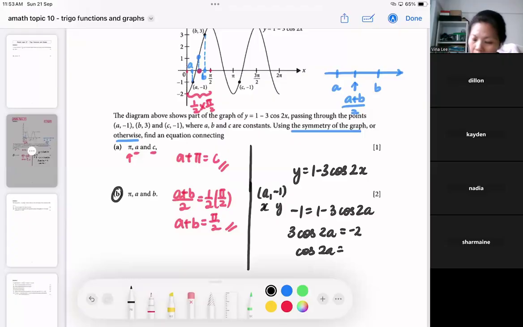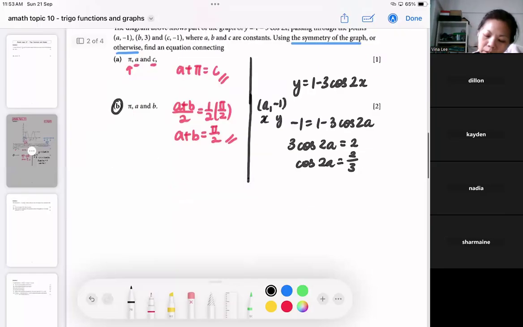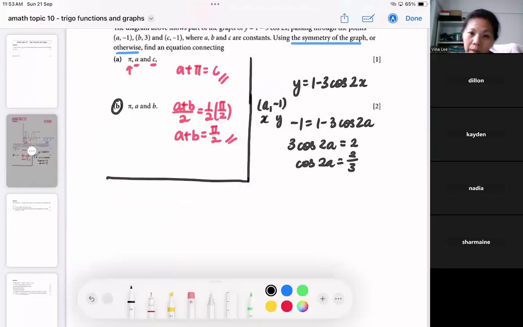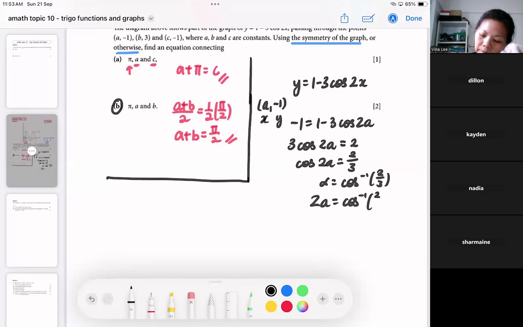Wait, I think I made a careless mistake. This one should be 2/3. So I make use of the coordinate and just substitute in. I got something like this here. From here I know my basic angle is this, and 2A will be this. It looks a bit long, but it's actually not very long. And I got another coordinate, so I actually have two coordinates that I can substitute.